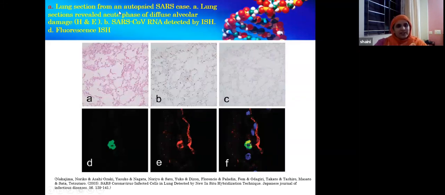Now, this, for example, is a lung section from an autopsied COVID patient. Here we see that the lung architecture is effaced. Now we suspect the presence of SARS-CoV-2 virus in this tissue, and for that we are going to do the in situ hybridization. So the probe will go and bind to the nucleotide sequence on the RNA of the virus which is present in this tissue.